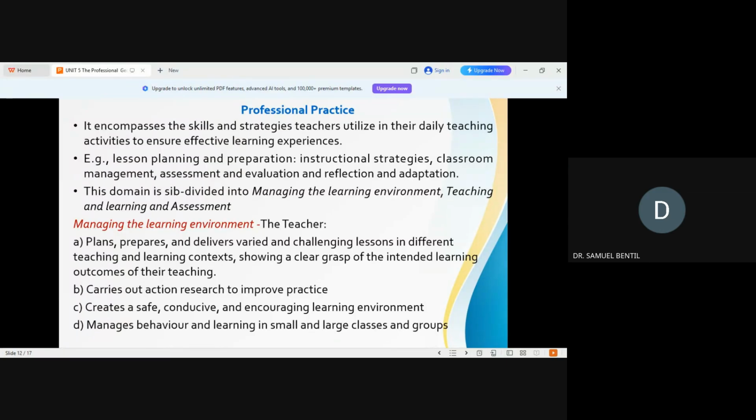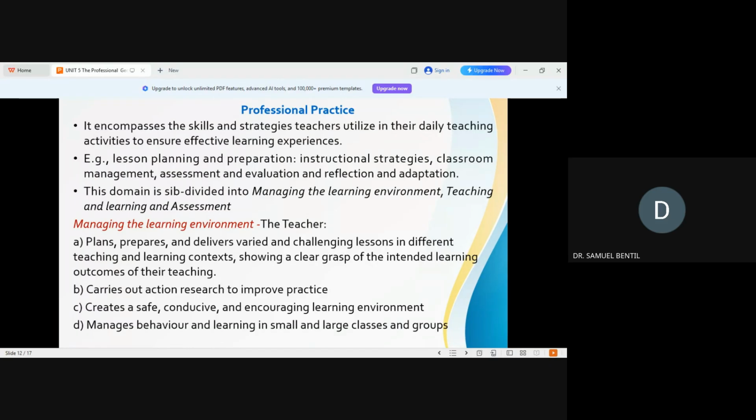prepare, and deliver varied and challenging lessons in different teaching and learning contexts, showing a clear grasp of intended learning outcomes of their teaching. Varied and challenging lessons in different teaching and learning contexts because we have different students with different learning abilities and learning needs. Hence, you must be able to plan and prepare for these diversities so far as learning styles are concerned. The teacher must also carry out action research to improve practice.